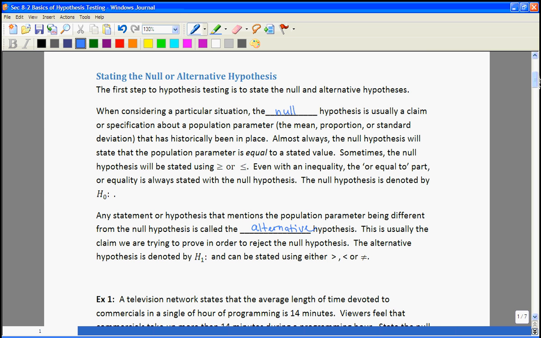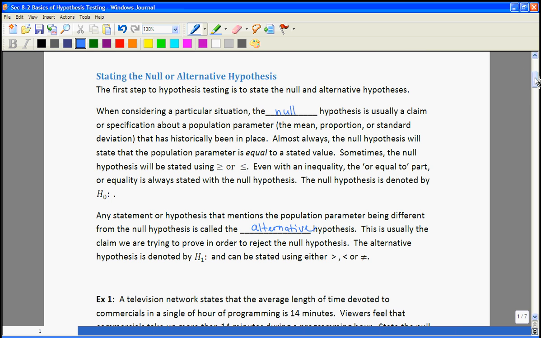So if we're saying something that's other than what's stated in the null hypothesis, that's going to be the alternative hypothesis. The alternative hypothesis is denoted by H sub 1, and it's going to be stated using either strictly greater than, strictly less than, or not equal to. Notice that our inequality symbols here don't have the or equal to bar underneath them. So anything with equality is going to be in the null hypothesis. Greater than, less than, or not equal to will be in the alternative hypothesis.